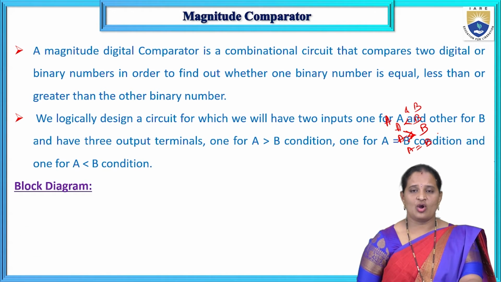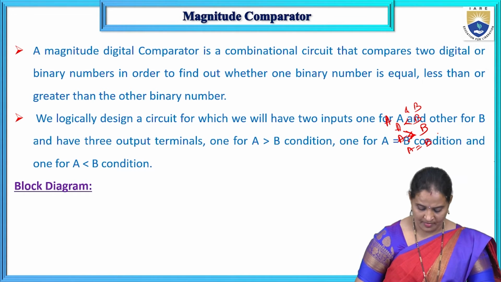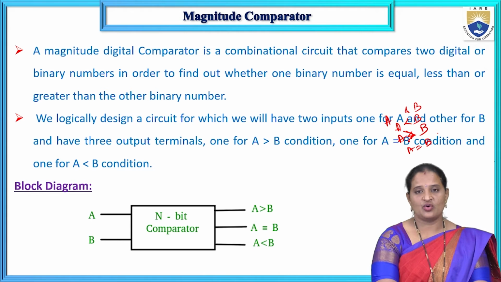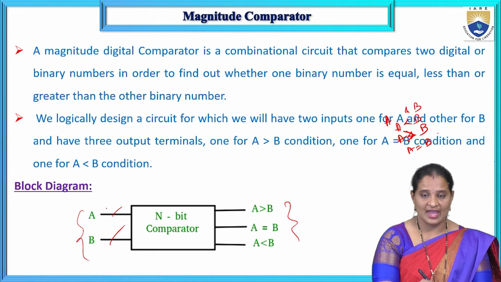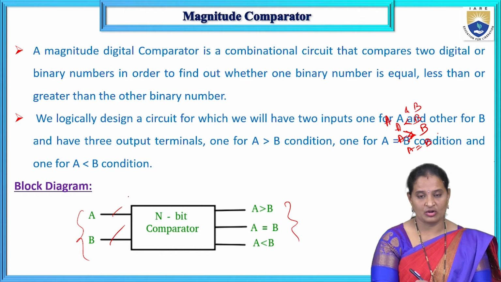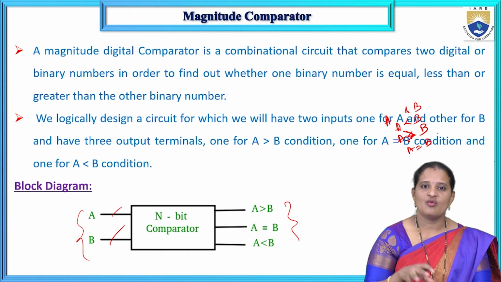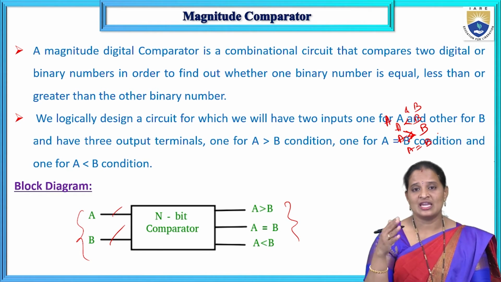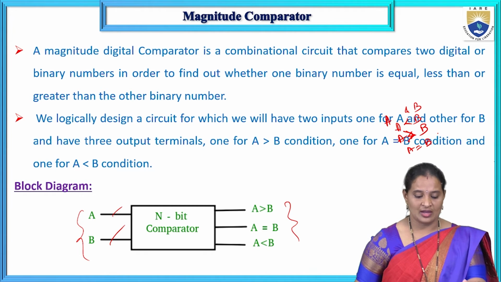Now coming to the block diagram. As I told you, it is a combinational circuit. It does not depend on the present state or its previous output. We have two inputs here and three outputs. The two inputs may be of any number of bits, either 1 bit or 2 bits or 3 bits, whatever it may be. Whatever the number of bits each number has, comparing two binary numbers results in three outputs: A greater than B, A equal to B, and A less than B. So this is the block diagram of a comparator.